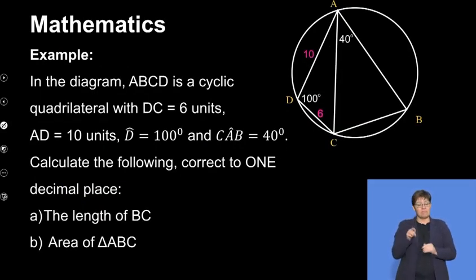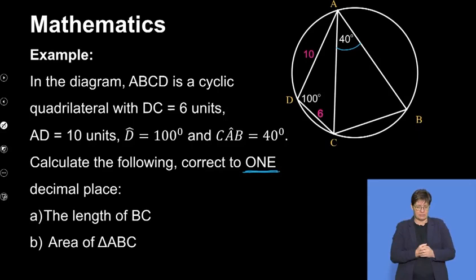Okay, in this example, they've given us ABCD is a cyclic quad, and DC is 6 units, AD is 10 units, and D is 100 degrees. And they've given us angle CAB, which is this little angle here, is 40 degrees. In this example, we've usually been working with 2 decimal places, but we're going to be working with 1 decimal place. They want us to find the answers correct to 1 decimal place. So they want us to find the length of BC, and they want us to find the area of ABC.